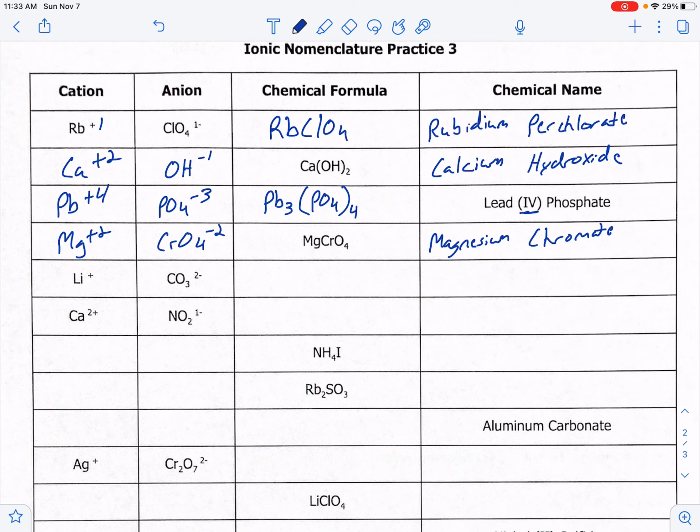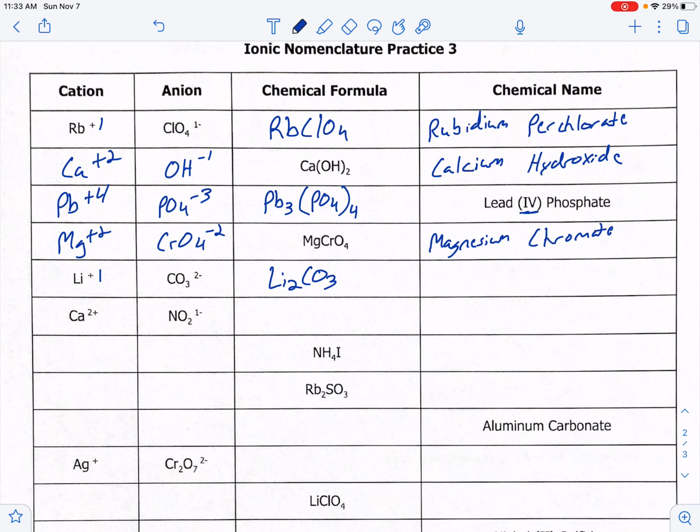Now we have lithium, so Li with a +1 and CO3 with a -2. Let me fix that, I wrote 2 pluses. That's a +1. So Li +1, CO3 with a -2, those are not balanced, so I'm going to crisscross. That means I need 2 lithiums, and I only need 1 carbonate.